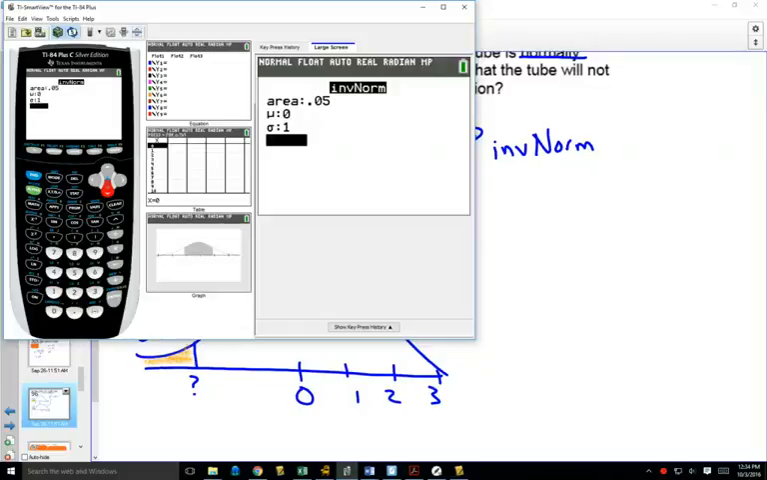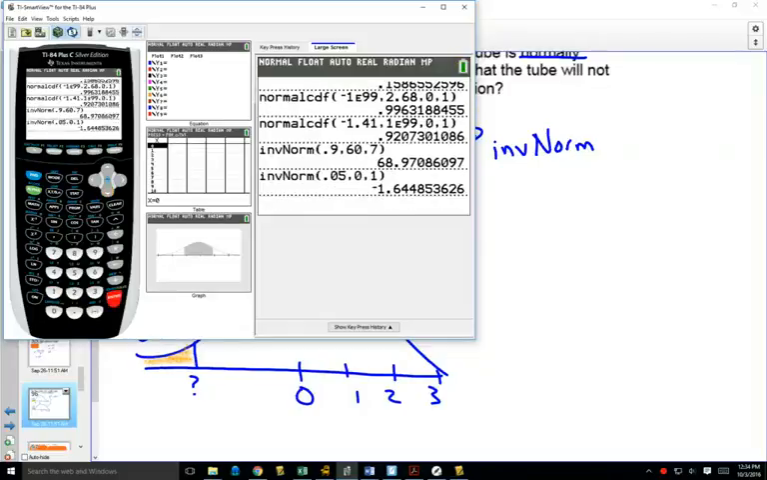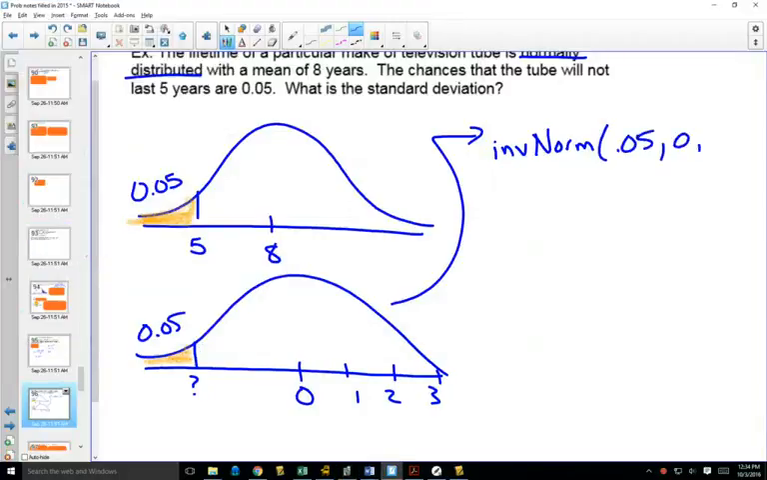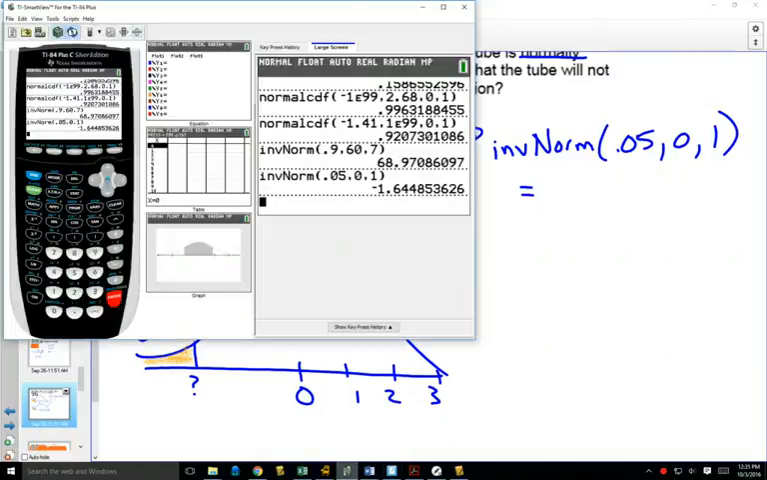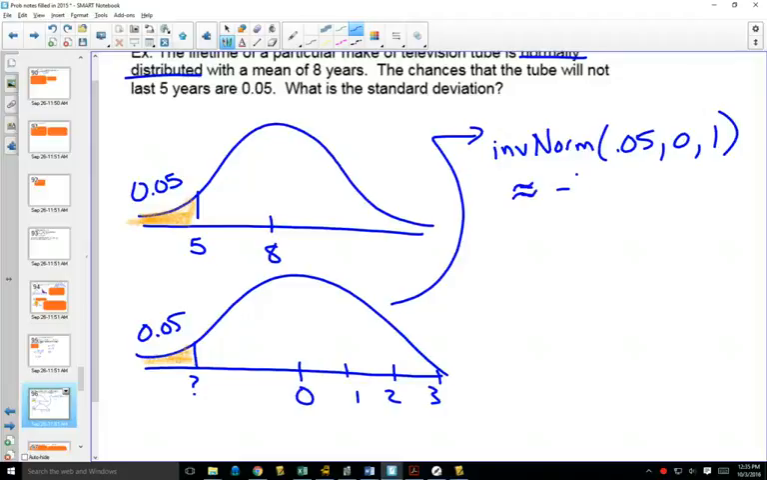What this is going to calculate for us is our Z-score. So we have inverse norm, 0.05, 0, and 1. And we got from our calculator that that's negative 1.64. That's our Z-score. That's this value right down here. And that tells us that this value 5 is 1.64 standard deviations below the mean.